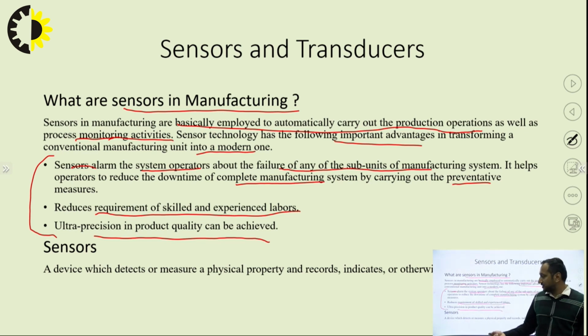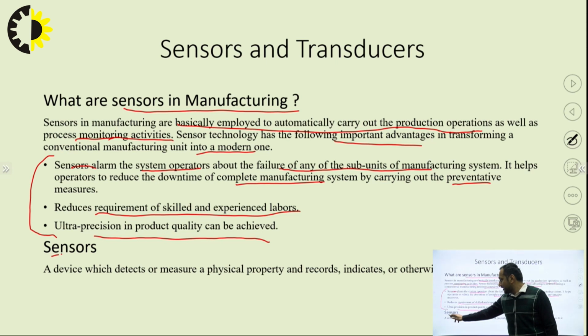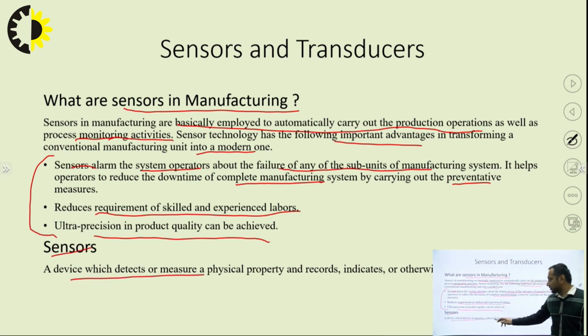Now what is a sensor? If I talk about the definition of the sensor, a sensor is a device which detects or measures a physical property and records, indicates or otherwise responds to it. A physical property can be anything. Suppose we have a temperature based sensor which senses the temperature.